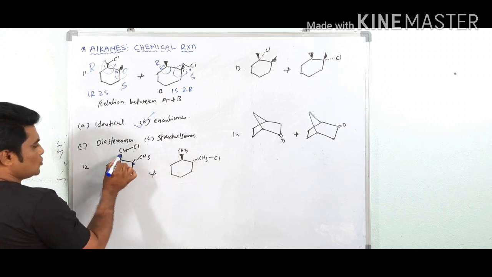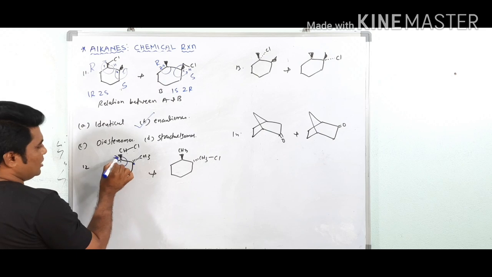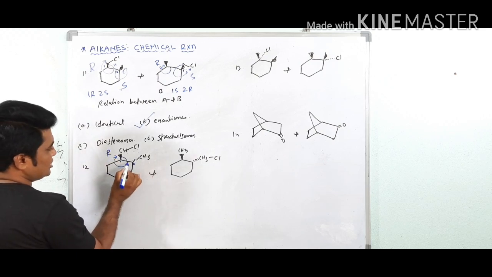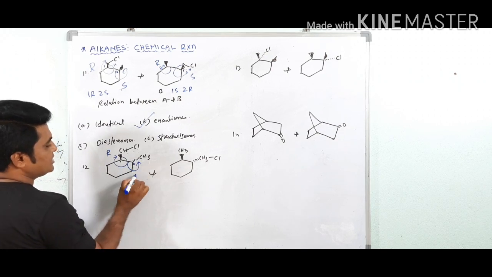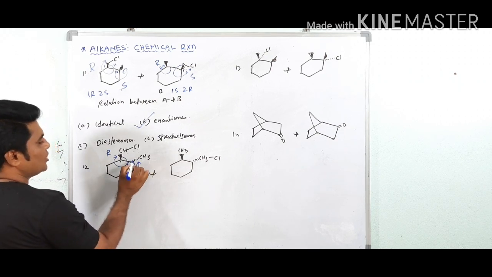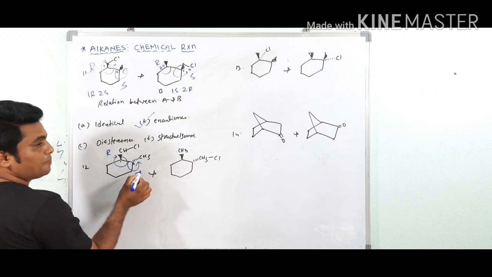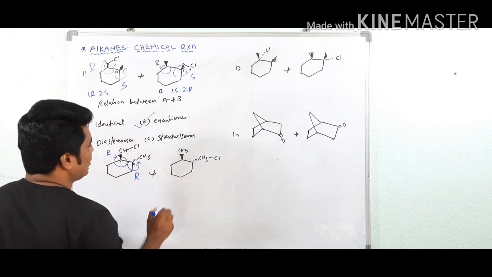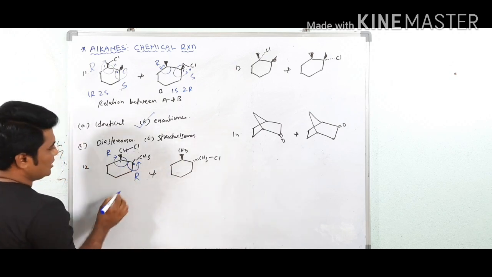Now here, according to IUPAC, this is 1, this is 2. Higher priority goes here, then second priority here. 1, 2, 3, R you are getting. Higher priority is here, and then second priority. So this is S, but this is actually R. Why? Because the lowest priority is above the plane. So it must be below the plane, so you reverse it.